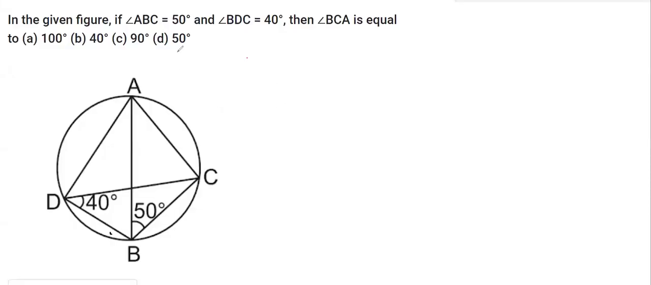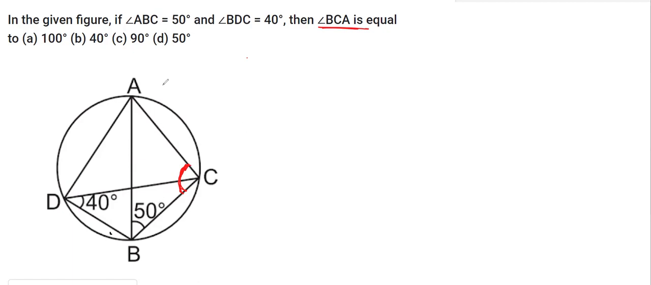In the next question, there is a figure given, as you can see, where we know the measurement of two angles, that is angle ABC as 50 and angle BDC as 40 degrees. Now we have to find angle BCA. Now what you can see is that BCA is this angle. And you should know that this angle can be calculated if we know the value of this angle, as it is forming a cyclic quadrilateral.